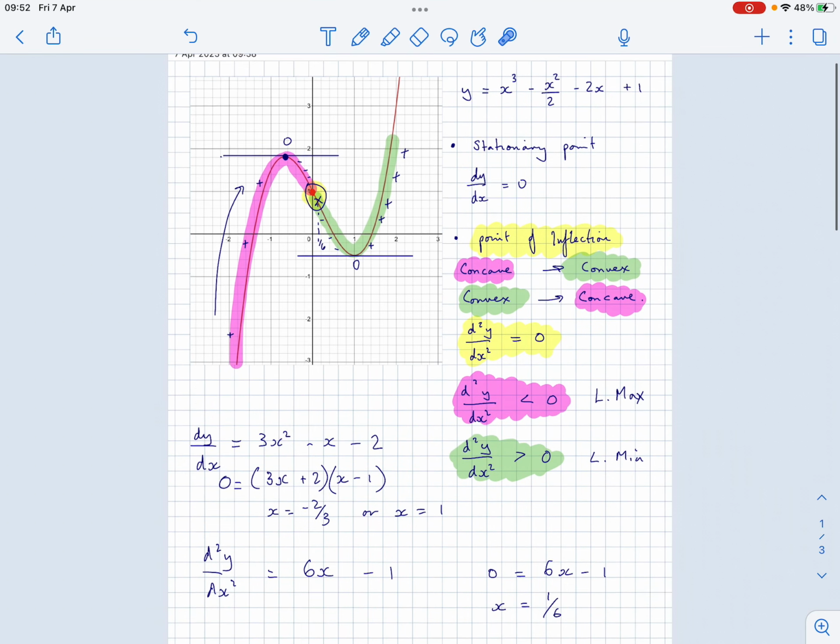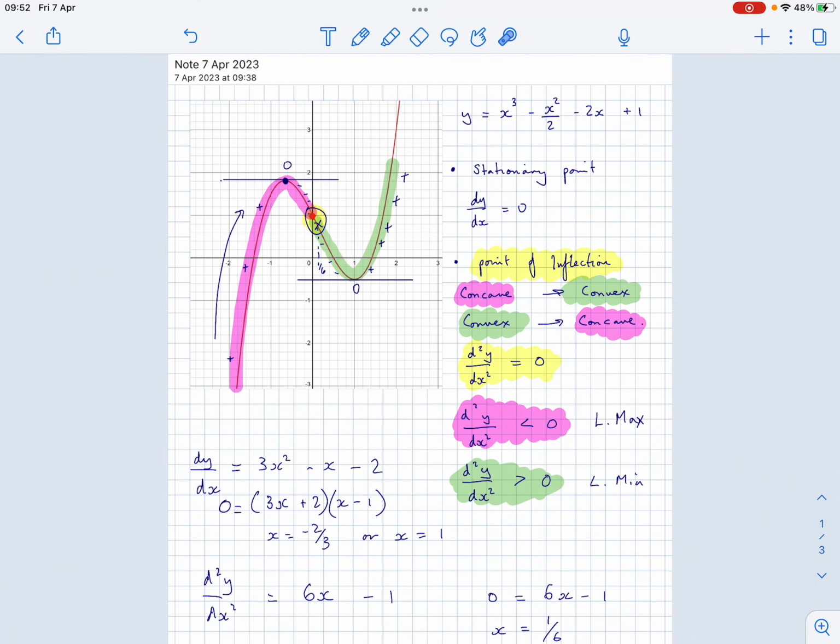Alright, so I hope that's helpful. Basically those points of inflection, you're doing a very similar thing, but you've got to differentiate twice. And it's that change between it being concave to convex that we're looking for.